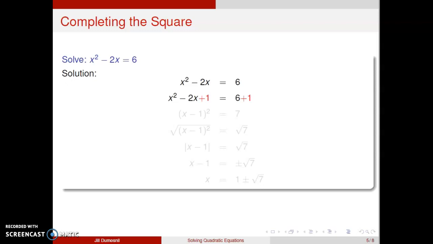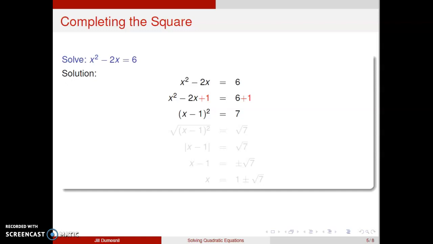So instead, let's add 1 to both sides of the equation. This is legitimate because we can add equal amounts to both sides of any equation. How and why we chose to add 1 will become apparent shortly. Notice that the quadratic on the left-hand side of the equation is a perfect square trinomial. We can factor x squared minus 2x plus 1 as the quantity x minus 1 squared.